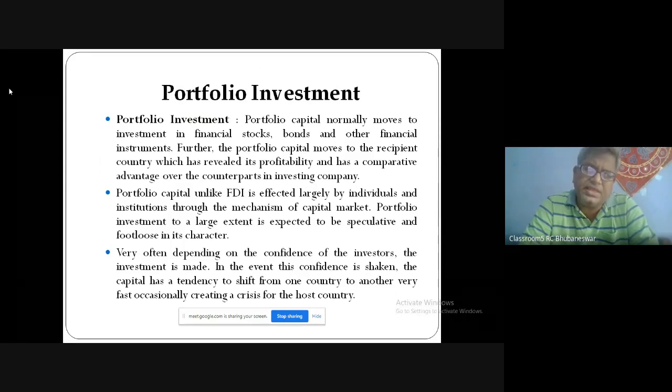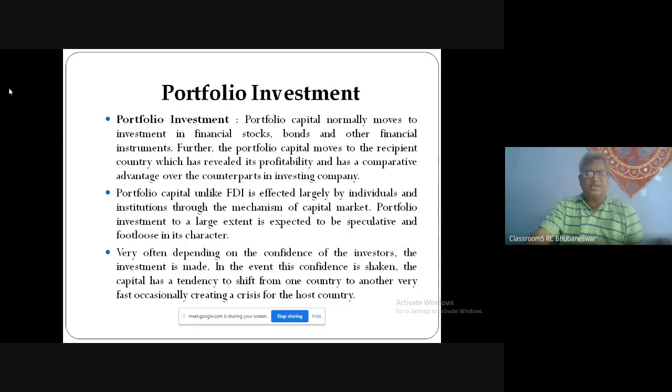But if you talk about portfolio investment, someone is asking me, sir, what is a portfolio? It is a basket of all investment avenues. Basket means I have some shares, I have some bonds, I have some debentures, I have some stock, I have some financial instruments, and that type of collection of basket you may call a portfolio.